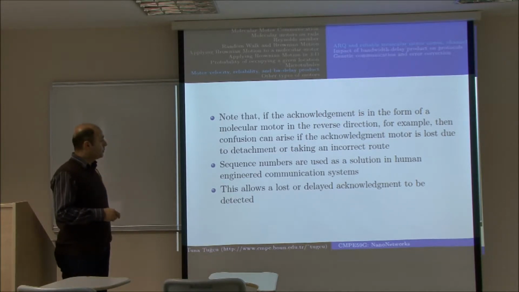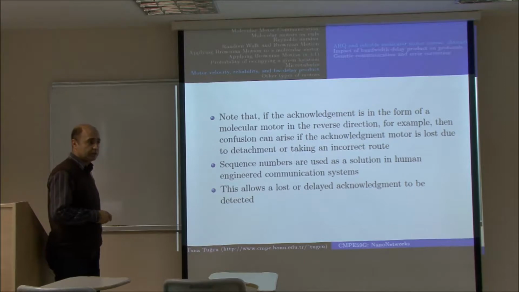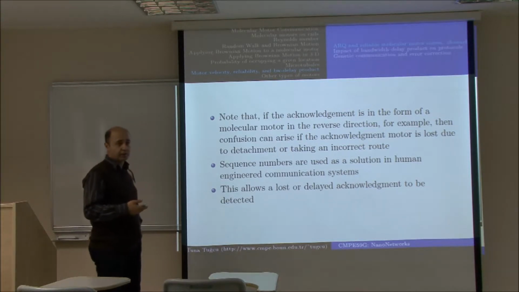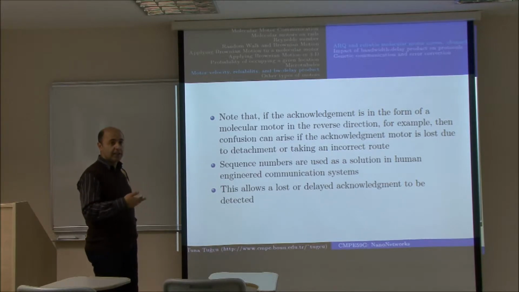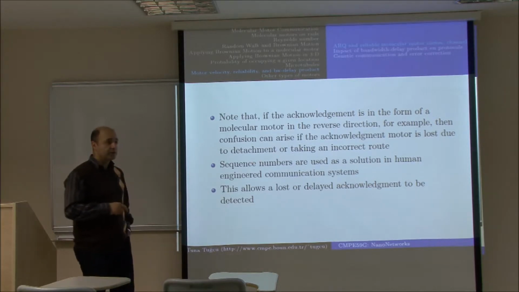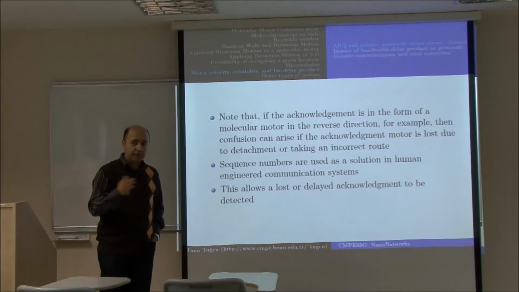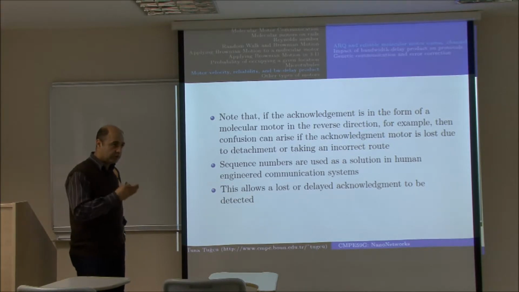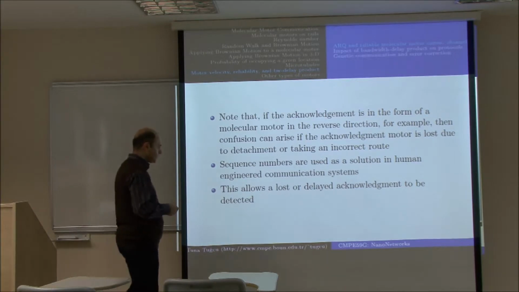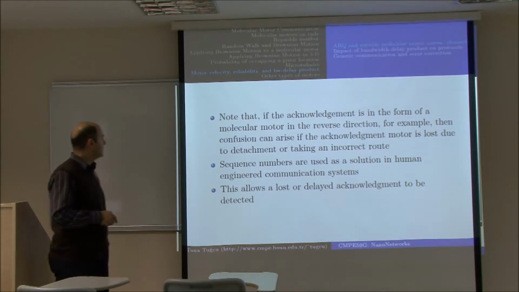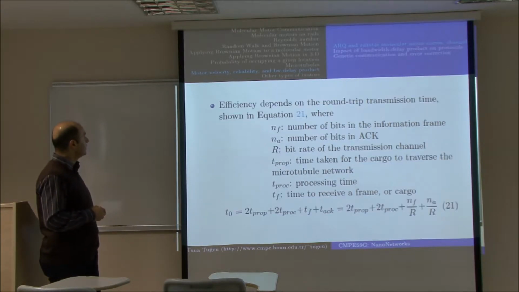Again, as we discussed before, if the acknowledgement motor is lost because it is detached or takes a wrong path, then that again appears to be a lost packet, although the packet has successfully arrived. We should make use of sequence numbers to differentiate between the messages so that you know which one was damaged. So this will allow us to take care of the lost and delayed packets and their acknowledgements.